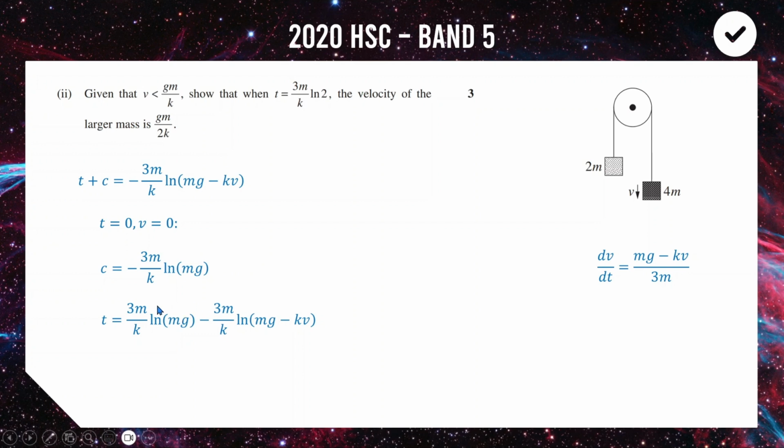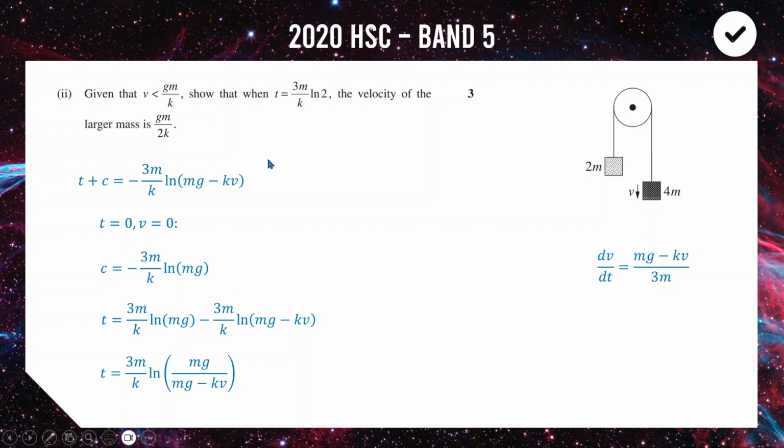So like I said, it's best to have the positive logarithm first and then the negative one second, because now we can just factor 3m over k out the front, and once again do log a minus log b is equal to log a over b. So here is our expression for the time of the blocks in terms of logarithms and velocity.